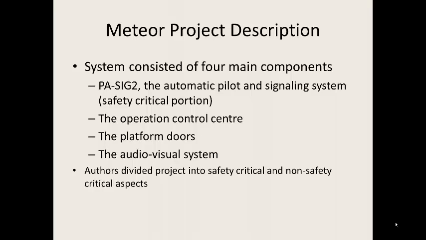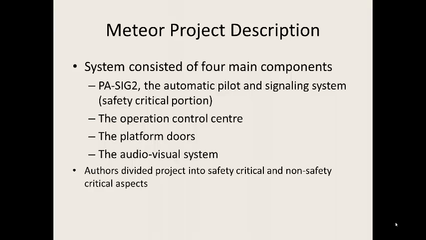The project description was to make this driverless train for the Paris Metro. And the system consisted of four main components. The PA-SIG-2, which was the automatic pilot and signaling system. That was the safety critical portion where they really focused on the formal methods.